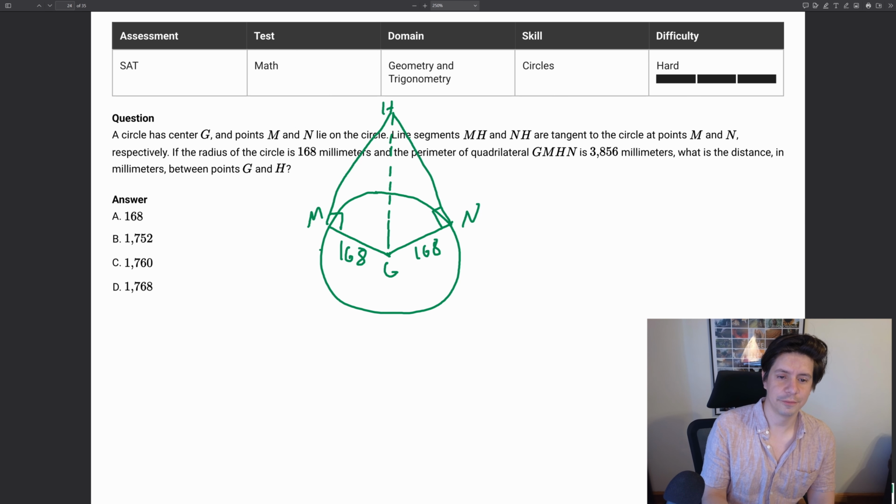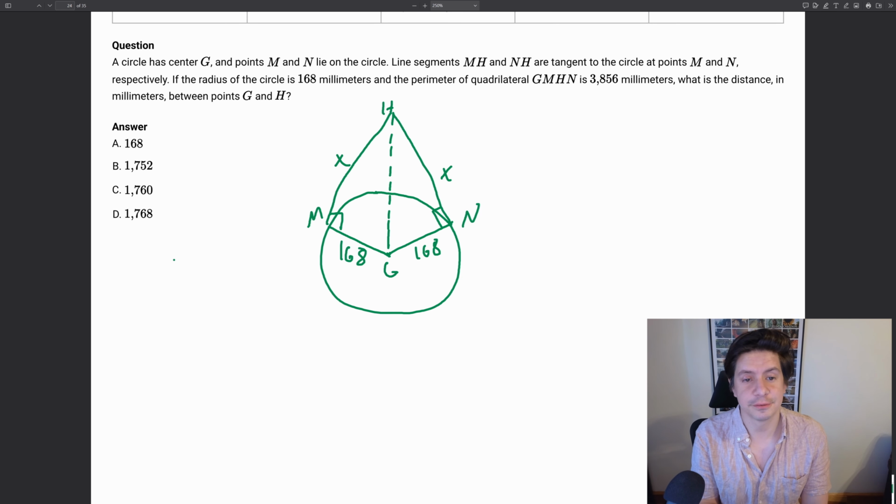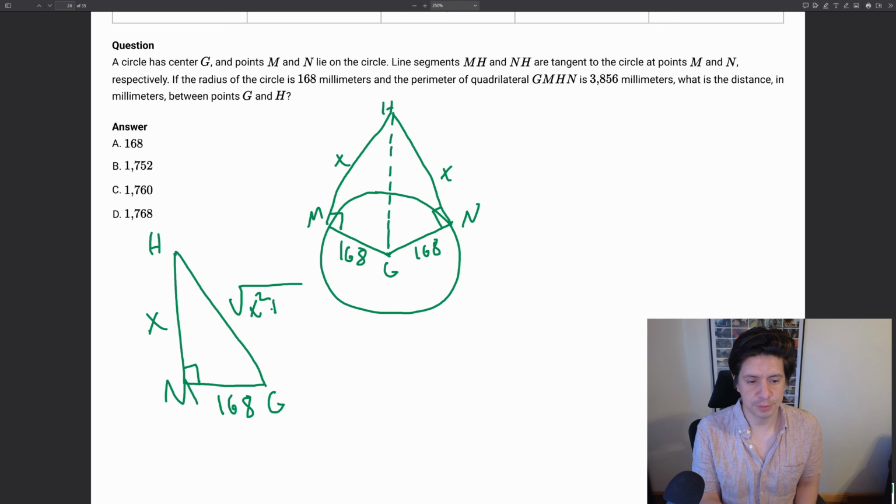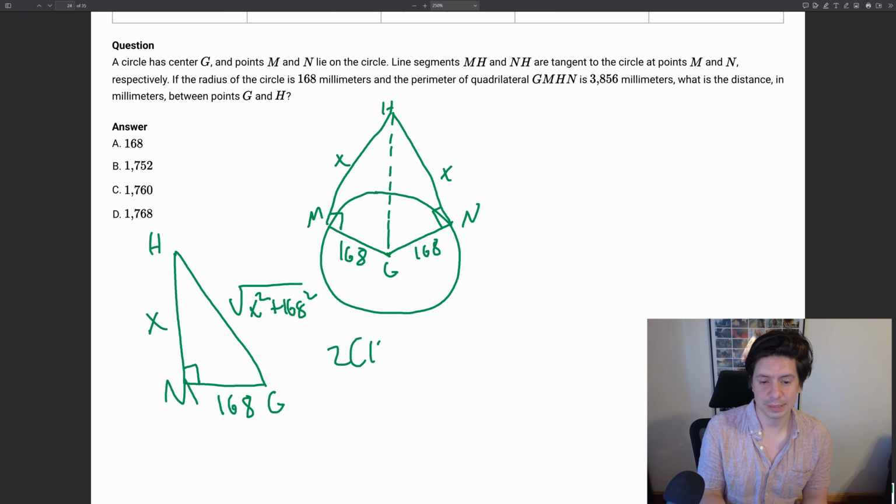So let's look at just one version of it. Let's call this side length X and this one X. So if we look at one of the triangles, we have 168, this is X, and this is going to be the square root of X squared plus 168 squared, because of the Pythagorean theorem. So the perimeter is this plus this plus this plus this. So the perimeter is 2 times (168 plus X) equaling 3,856, right? That's the perimeter of the quadrilateral.